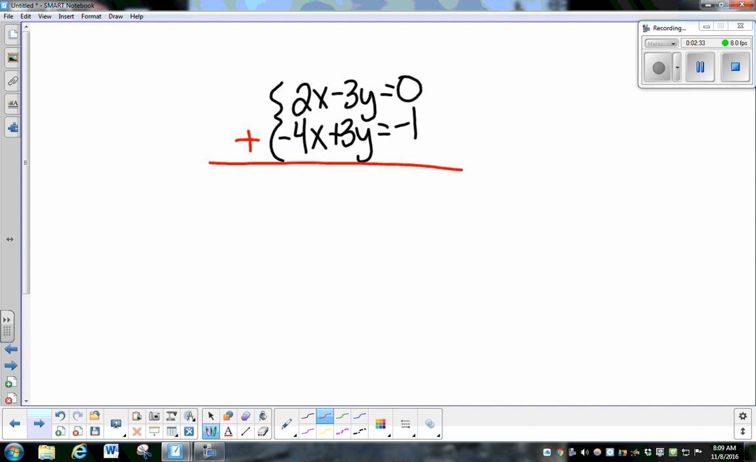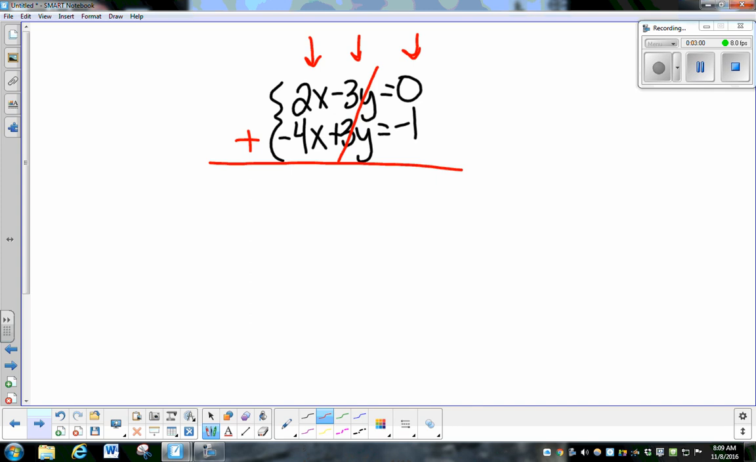So you always want to put them in standard form so that your x's are stacked over each other, your y's are stacked over each other, and then you have constants on the other side. And if we look at this right now, our y values are going to eliminate, because if we add negative 3y plus 3y, well, that's 0y, so that's just 0. We don't even have to write it. So those eliminate, and that's always our goal when we're solving by elimination.